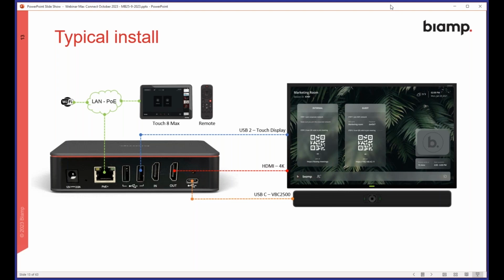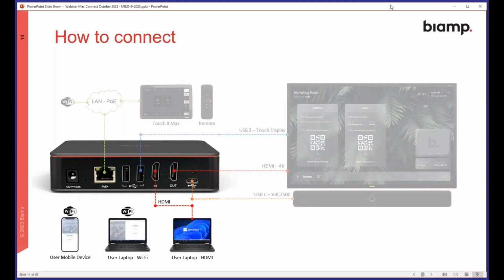How to connect personal devices? HDMI cable, again, as we said before, or Wi-Fi. This is the most common way to connect devices on the Wi-Fi. As Giulio said during the demo, we have two possibilities. One is using the Wi-Fi infrastructure of the organization, of the company, and the second one is to connect directly to the integrated access point available in the Max Connect.